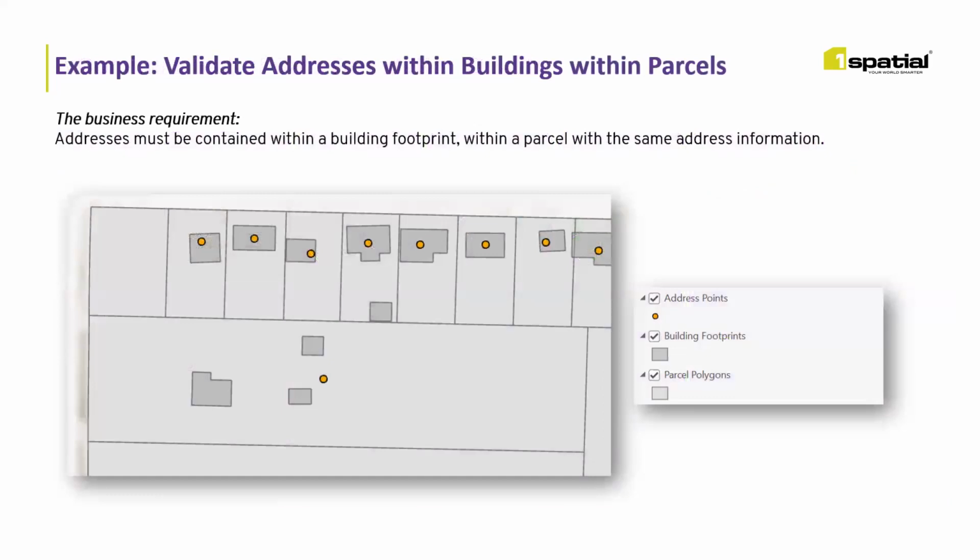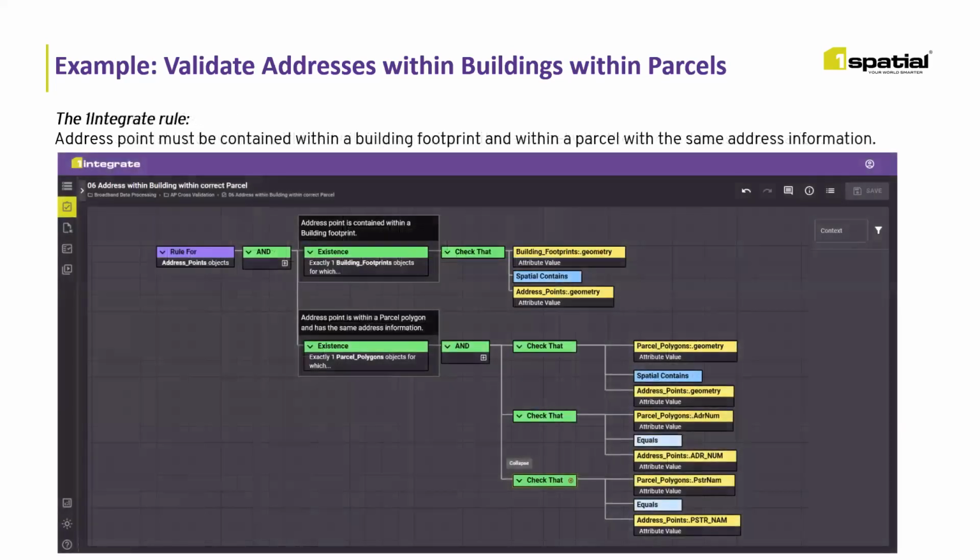So let's say that an organization has their address points, their building footprints, and their parcel polygons. And the business requirement, which we'll later find out to be actually relevant in broadband, is that the address point must be contained within a building footprint, within a parcel with the same address information. So in this scenario, that address point at the bottom does not meet that business requirement. So what can be done to catch and correct it so that it does meet the business requirement? Well, how about configuring it within a rules engine?